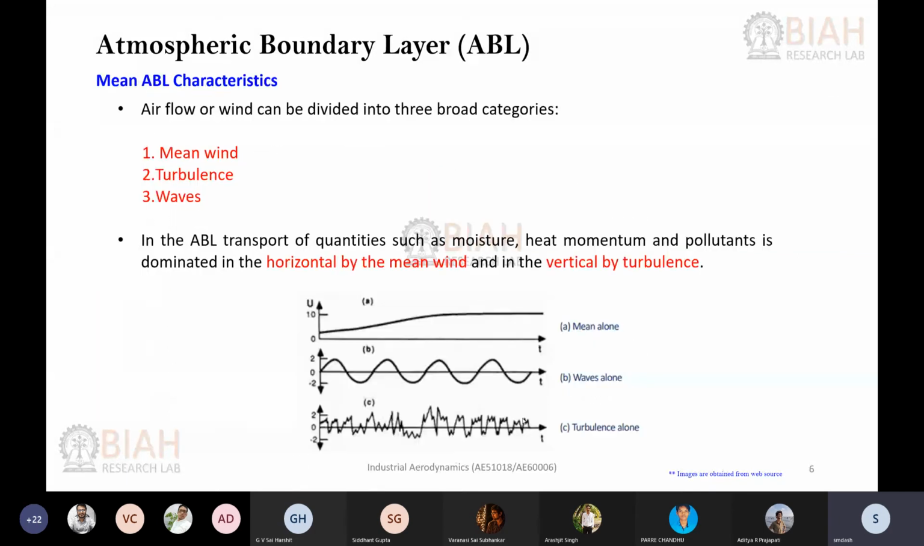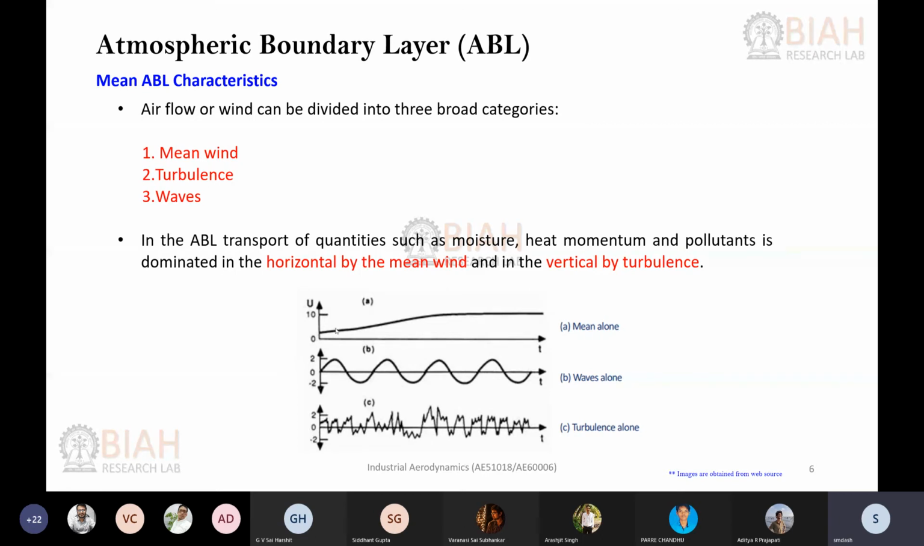All right. Okay, then the characteristics of the atmospheric boundary layer. If we talk about some quantification, you can quantify the wind condition in the atmospheric boundary layer in three ways. These are the three constituents of the wind in the atmospheric boundary layer: your mean wind speed, then the turbulence or fluctuating wind, and the waves. So whatever wind condition you see in the atmosphere, basically it is a constituent of these three.